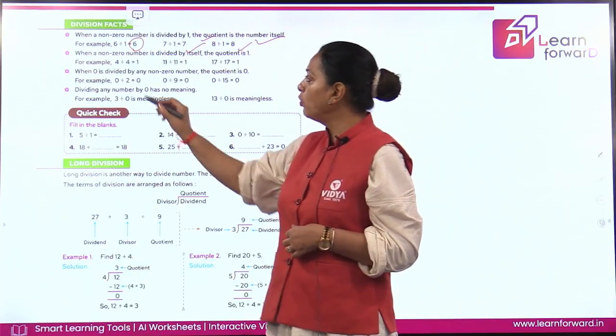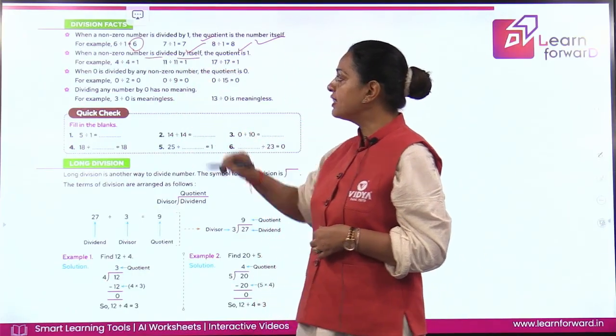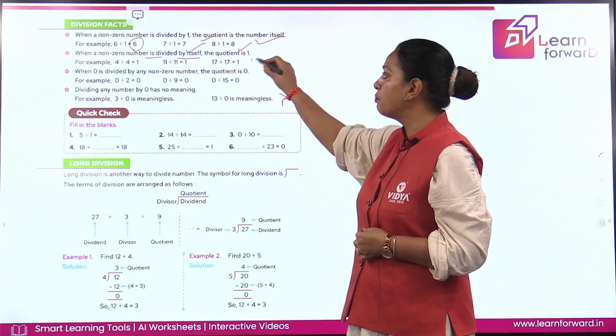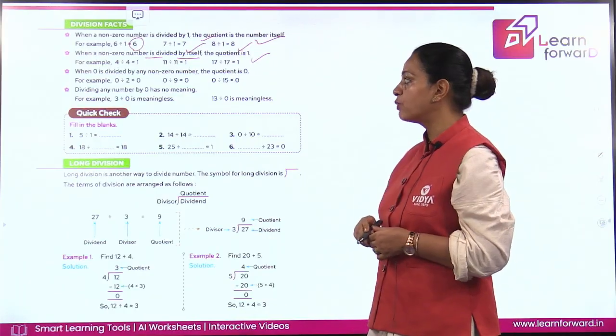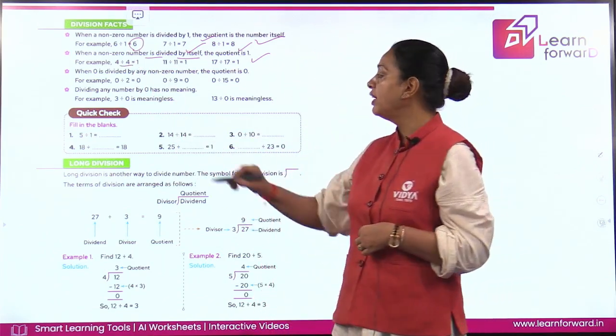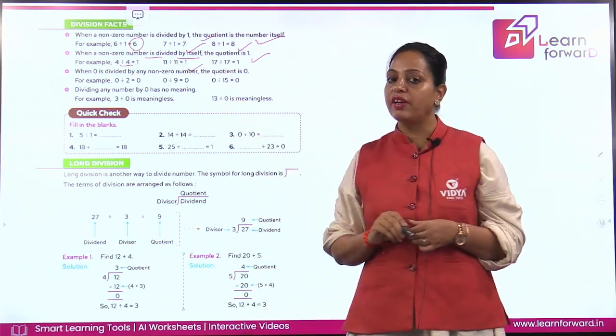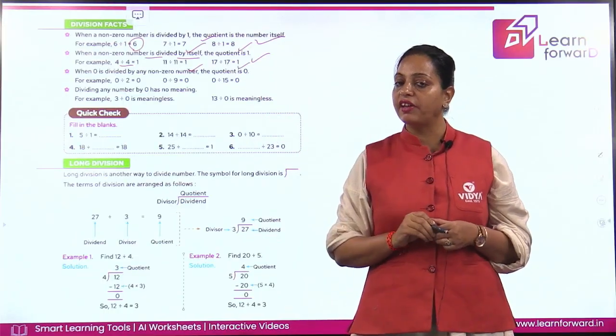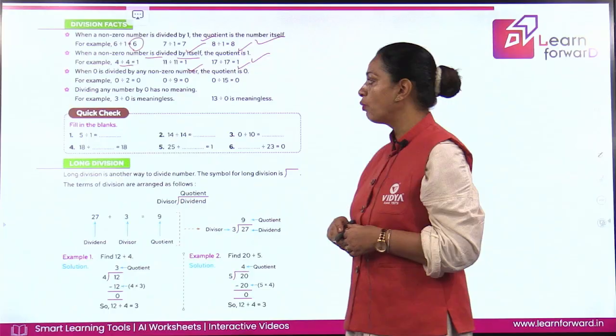Now when a non-zero number is divided by itself, अगर एक number को हम उसी से divide करेंगे, the answer would be 1 only. The quotient is 1. See, 4 divided by 4, answer is 1. 11 divided by 11, answer is 1. And similarly, 17 divided by 17, answer is 1.